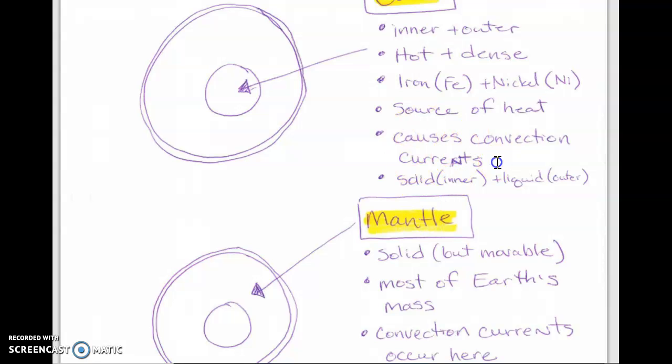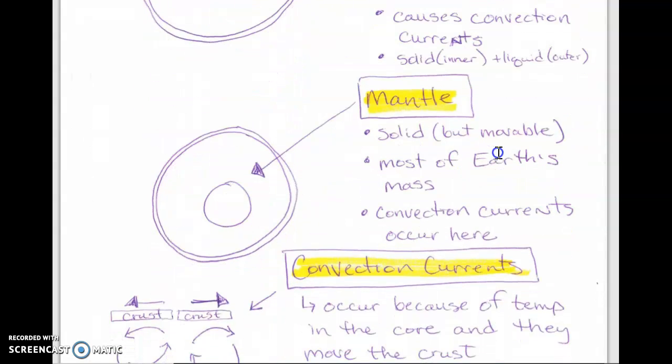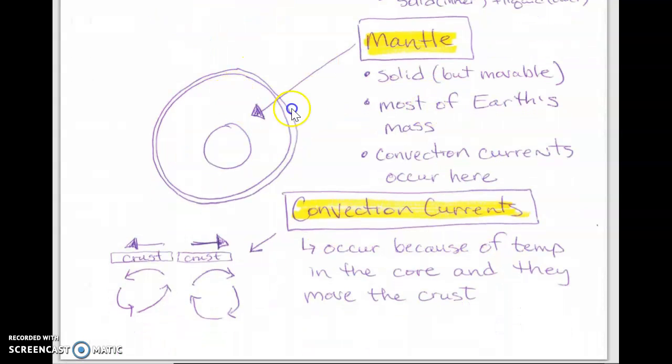We also are going to talk a lot about convection currents, and in the mantle, that's what's going to pretty much drive that crust to move. So convection currents occur because of the temperature difference. We're going to see that in a lab on Monday, where the heat is going to cause a change in density. It's going to rise, it's going to start to cool, it's going to fall, it's going to make these circular movements.